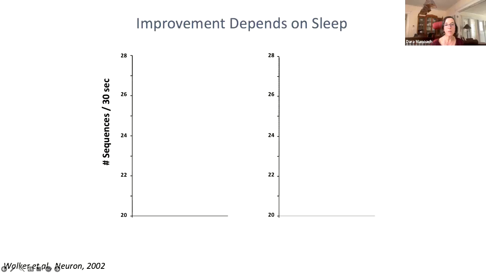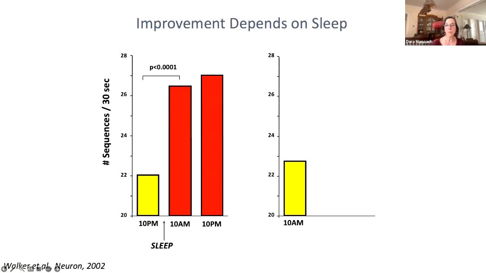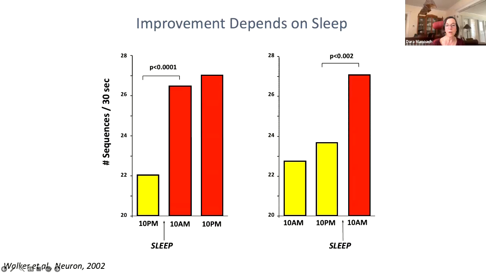And this improvement depends on sleep, not just the passage of time. So if you train people at night at 10 p.m. and they come back 12 hours later after an interval of sleep, they're significantly better. And an additional 12 hours of wakefulness does not lead to further significant improvement. Similarly, if you train people in the morning at 10 a.m. and they come back after 12 hours after a day of wakefulness, improvement is not significant. Yet when you return after a night of sleep, you're showing significant gains.